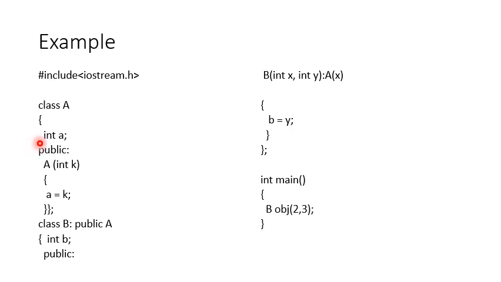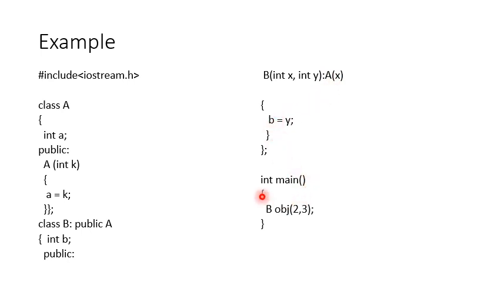Class A has data A and publicly declares a constructor A having parameter K, passing this parameter to A. Class B is publicly derived from A. B is a constructor of class B, having parameters X and Y, colon A of X. In this constructor, integer X is the parameter for the class A constructor, and integer Y is the parameter of the class B constructor, and the argument list is A(X). Then we pass this Y to B.